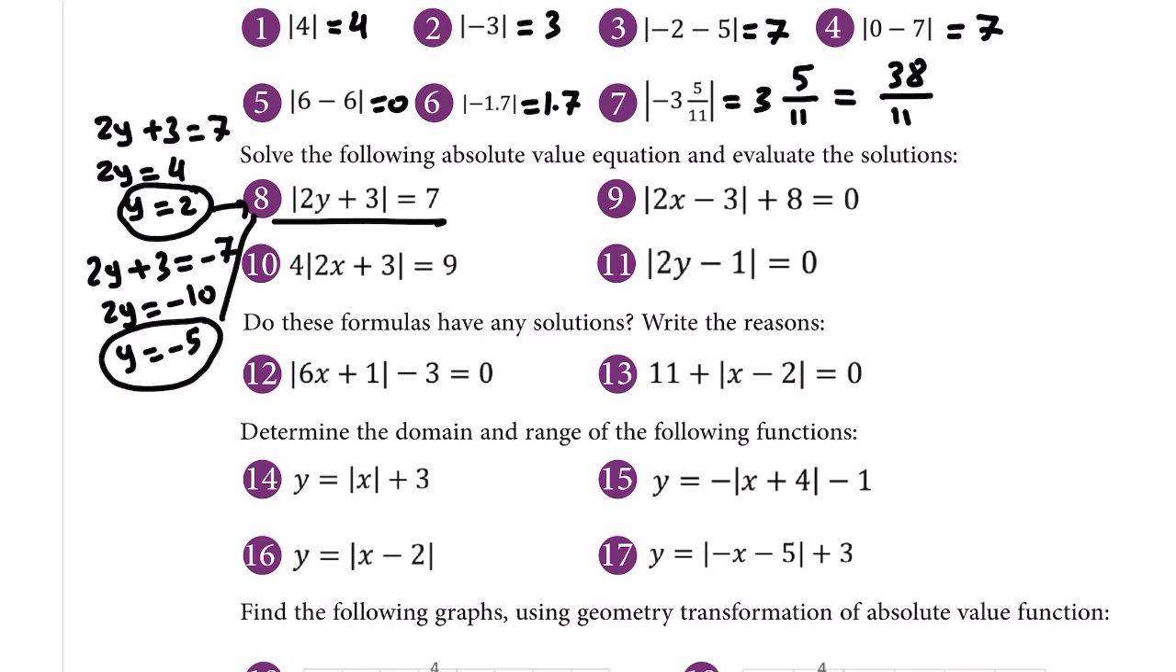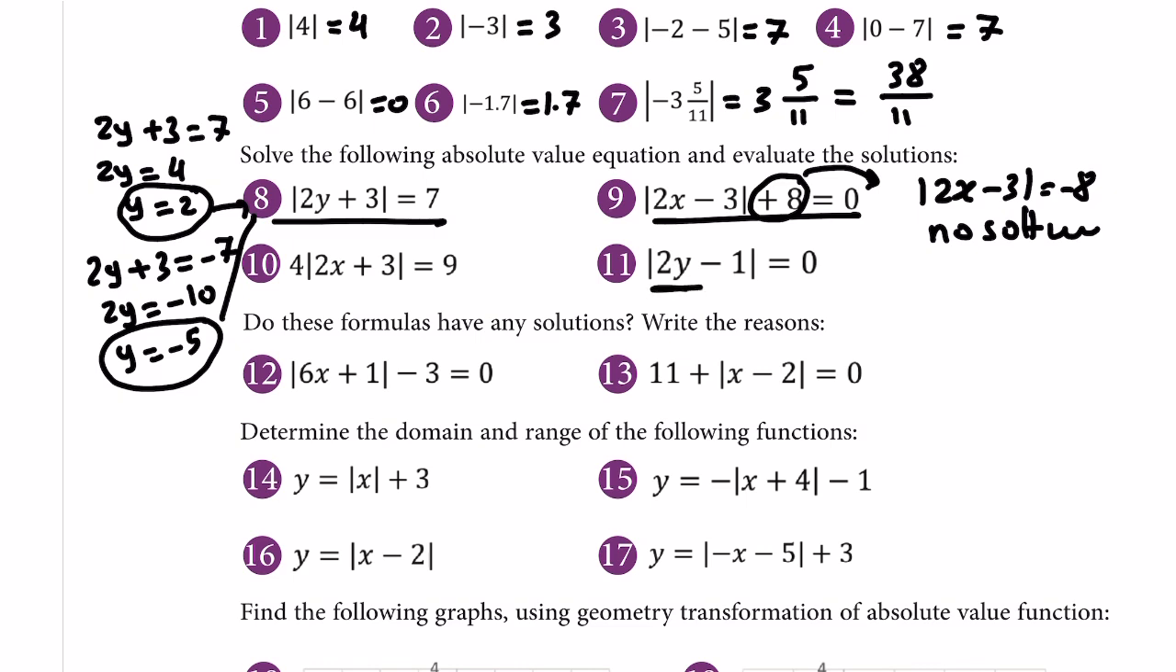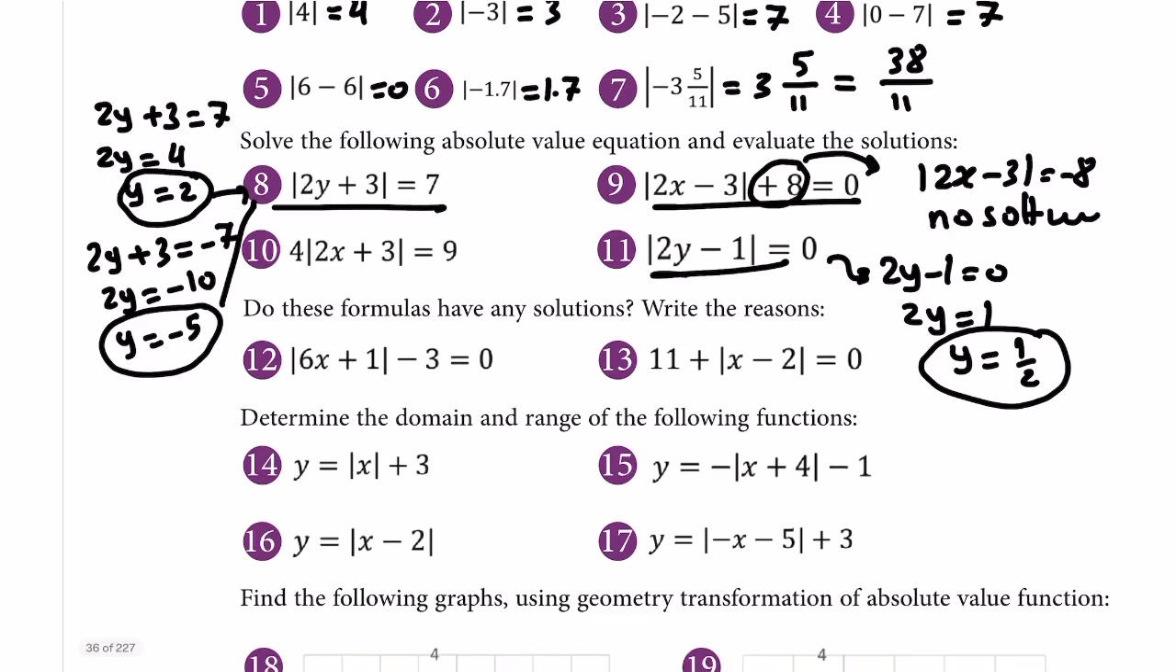The other question like that. However, this part, you move it to the right side, you see it will be 2x minus 3 equal negative 8. So it has no solution because it's negative, just like that. This one has one solution. It will be 2y minus 1 equals 0. You get 2y equal 1 and y equal 1 over 2. And that's the answer for this question.